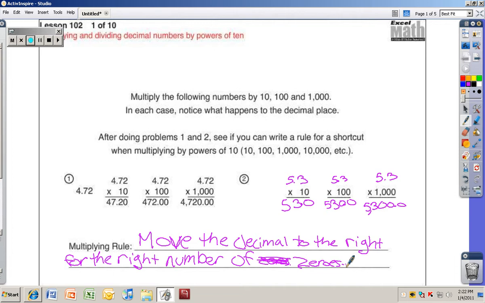So what you're going to do is, on this one, 5.3, you're multiplying it by 10. So you move the decimal point over one spot for the 1 zero. Right here, 2 zeros, 2 spots. Boom, boom. Decimal point, you got to fill in the empty 0. 3 zeros, 3 spots. 2 empty spots to fill in the 0. Okay?